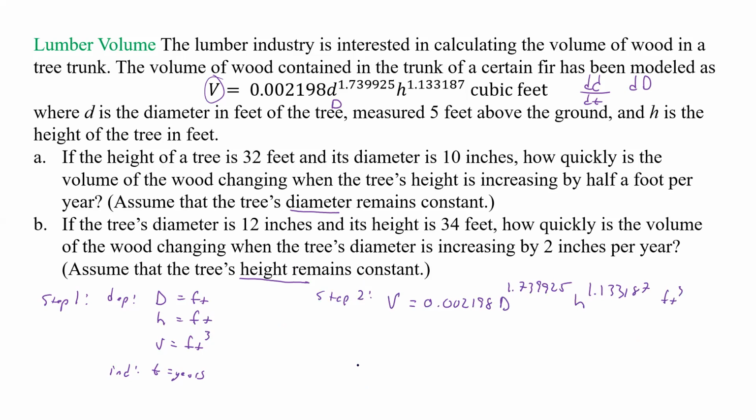Well, now step 3 is we're going to take the derivatives. And the first one is we want to find how the volume is changing when the tree's height is increasing by that. So we're going to actually take the derivative with respect to h on the right side. And of course, on the left, it's dV. So it's going to be d dt of V, and that's going to be d dt. And now this is going to be with respect to our h, but we still have to write all that down inside. So 0.002198 D to the 1.739925.